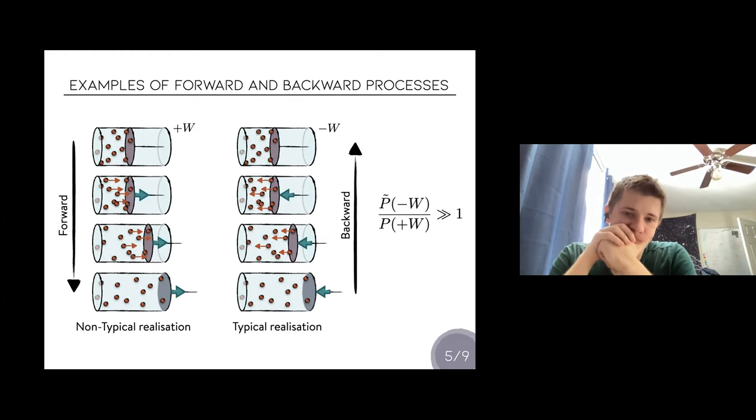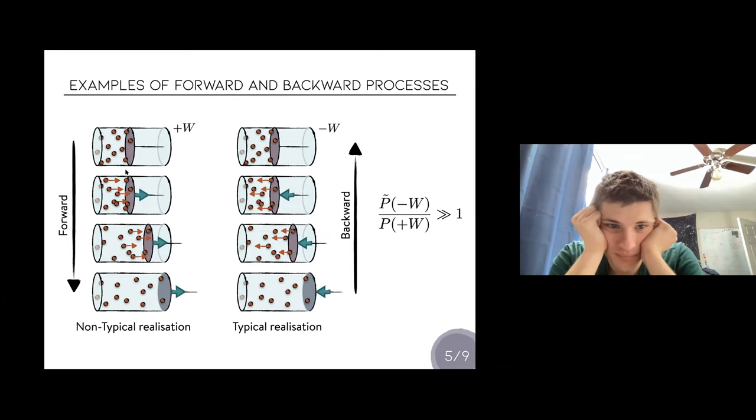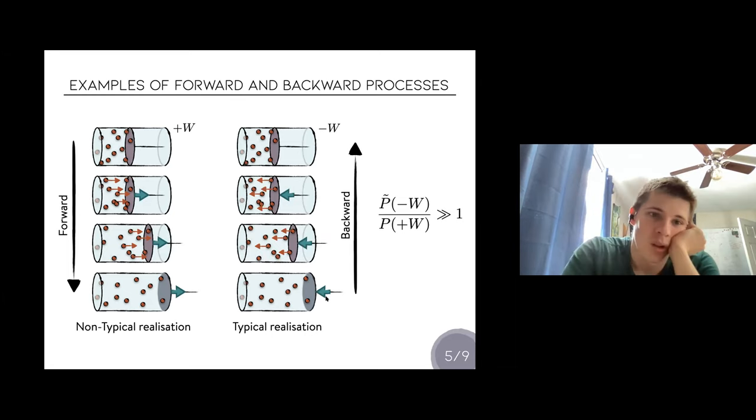Vice versa, if I were instead pushing the piston inside, because I'm still calling forward the case in which the piston goes from the middle to the border, the forward would be the less likely one because I'm actually pushing it toward the inside. And so as you can see, when I'm pushing it toward the inside, I would be basically with my piston hurting these particles. And so this would be the typical realization, and this would be the non-typical realization. So the most typical one would be the backward, and the forward would be the non-typical one.